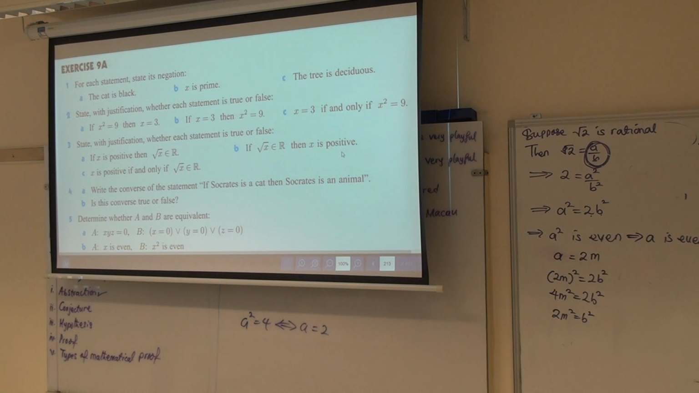So we don't consider complex numbers here, because there's no reason to consider them yet. If the question had said, if x is negative, then the square root of x is in R, then that would be false, because if x is negative, the square root of x is a complex number. X could be a real number, but that doesn't justify that the square root is a real number. That's the point.